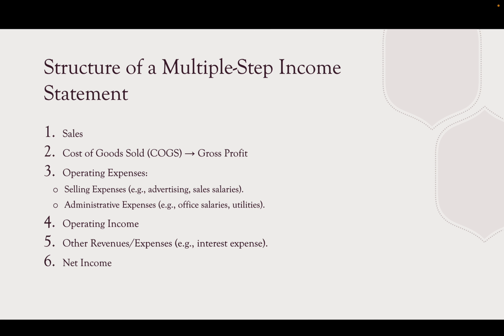So the structure of a multi-step income statement goes as follows. Sales, number one. Two, cost of goods sold. From this, we would get our gross profits, which would be sales minus cost of goods sold. Next is our operating expenses, and this would include selling expenses, administrative expenses.